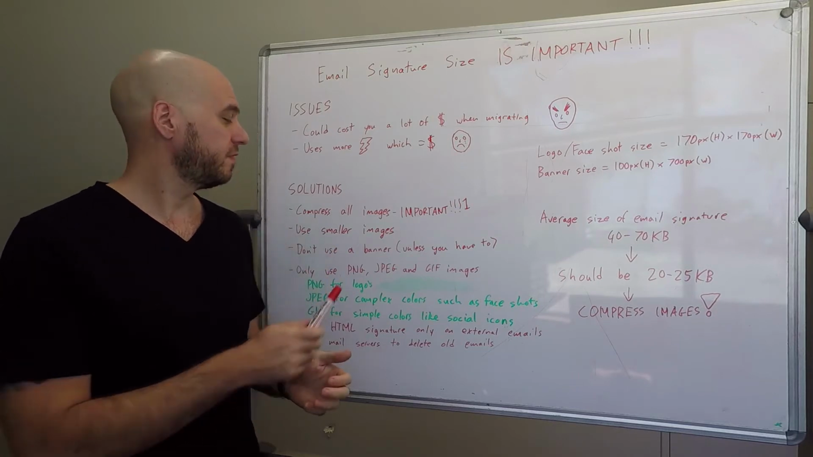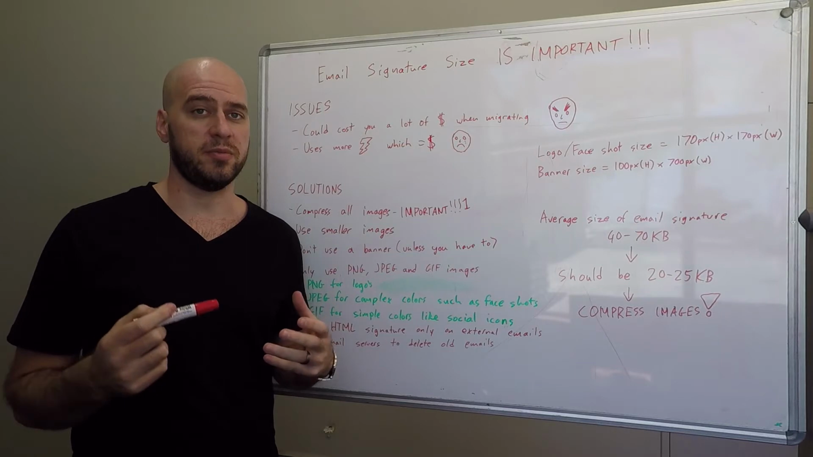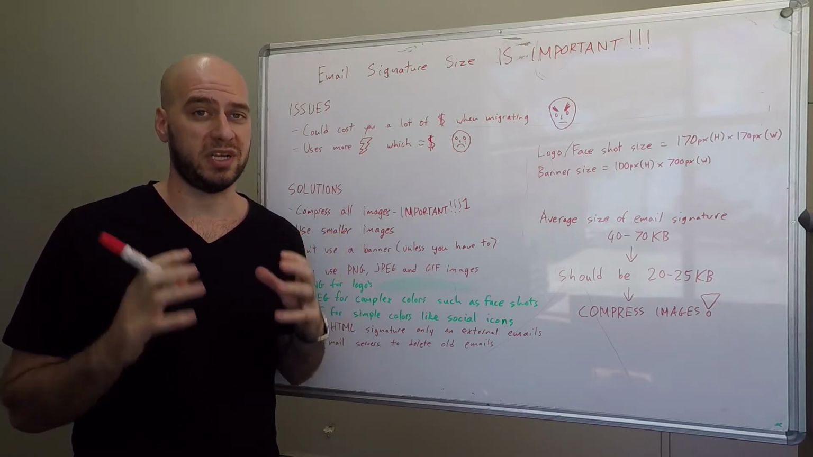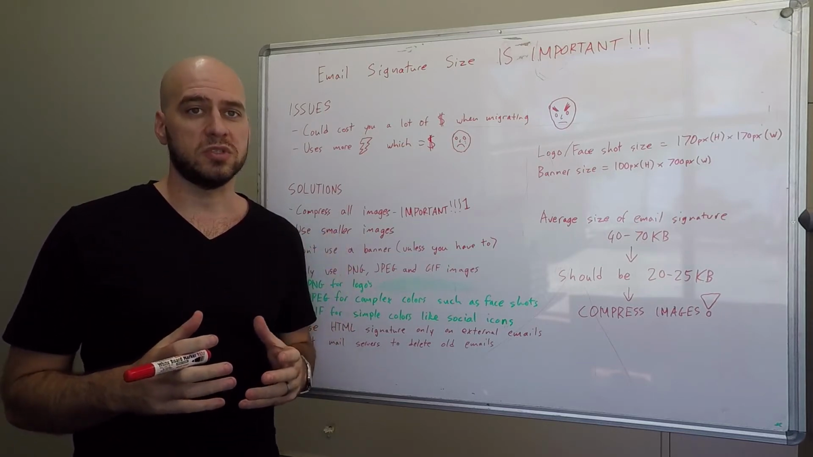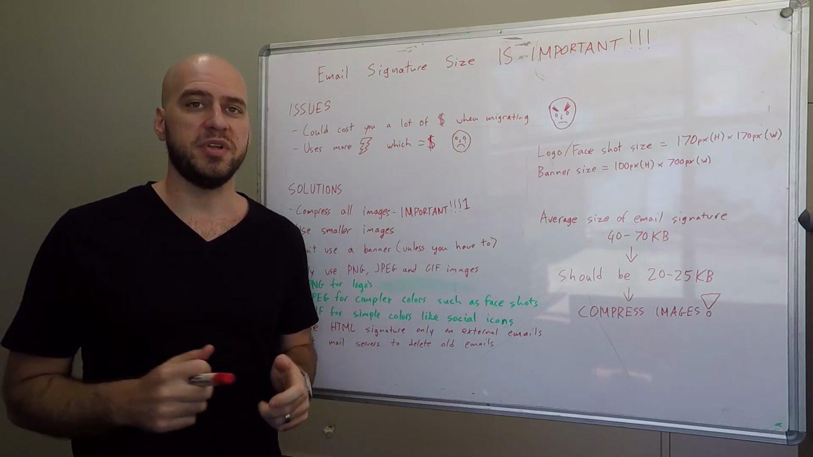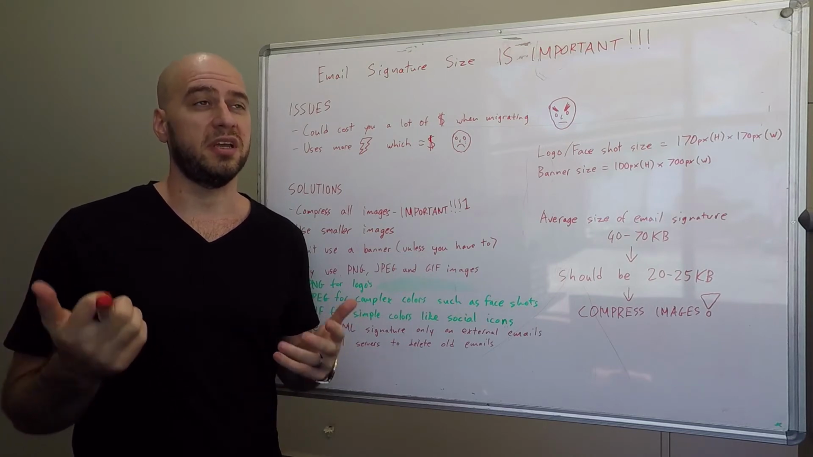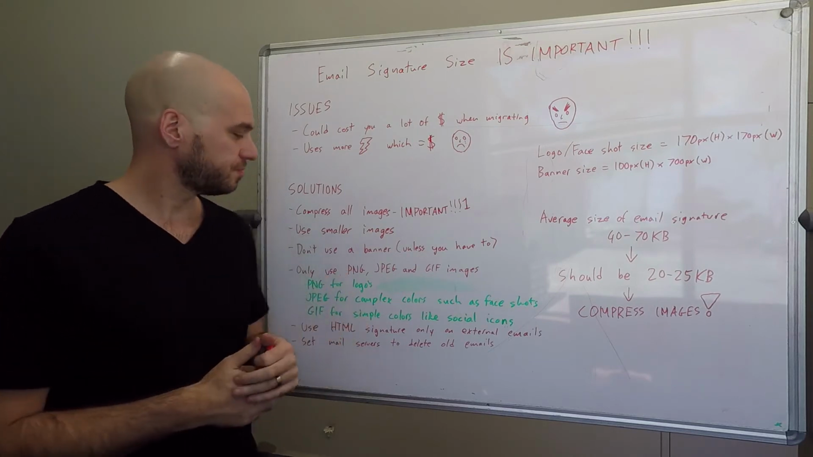The first one, compress all your images. Make sure you go through all your images in your email signature and make sure they're compressed. There's quite a few tools online. The one we use is tinypng.com. You can click and drag your image in there and it comes back with your compressed image, which is usually about half the size of the original.